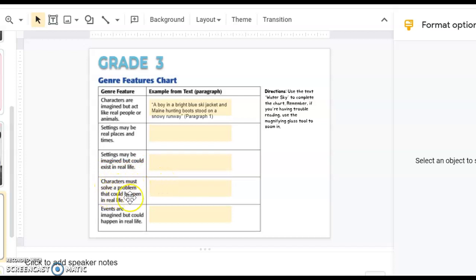Characters must solve a problem that could happen in real life. And lastly, events are imagined, but could happen in real life. So take a few minutes to go through your text Water Sky and see if you can find examples from the text for each of these text features. And then soon you are going to be an expert in realistic fiction. Good luck!